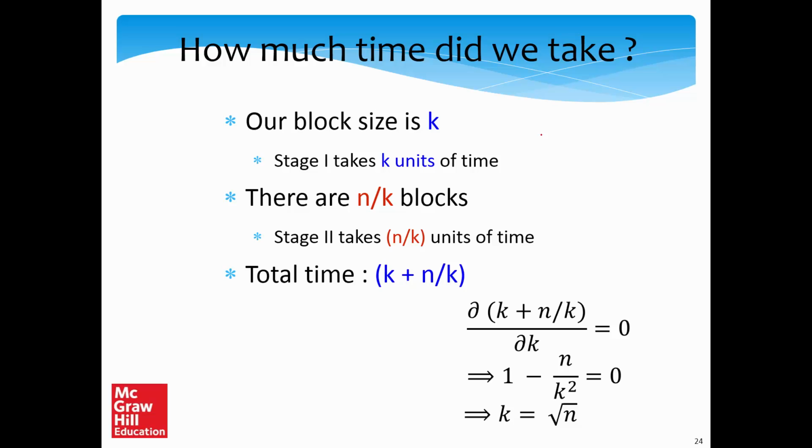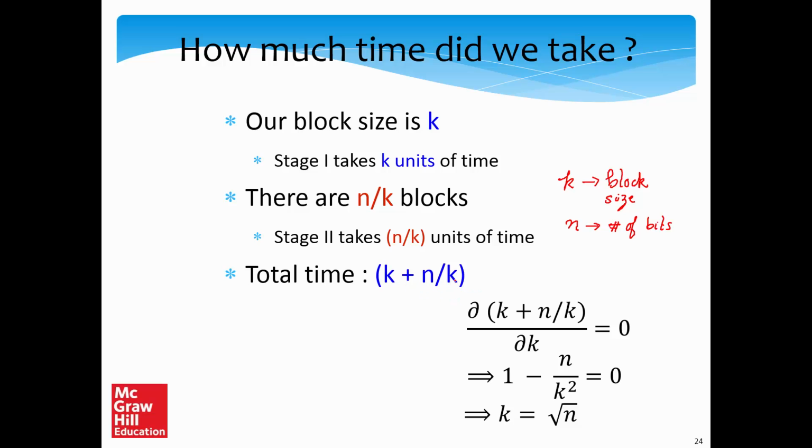Since there are n by k blocks, stage 2 will take n by k units of time. So total time is k plus n by k. So what is k? K is the block size, the number of bits in one block, and n is the number of bits that we are trying to add. So n clearly cannot be changed once the problem is given to you, but the block size can be changed.